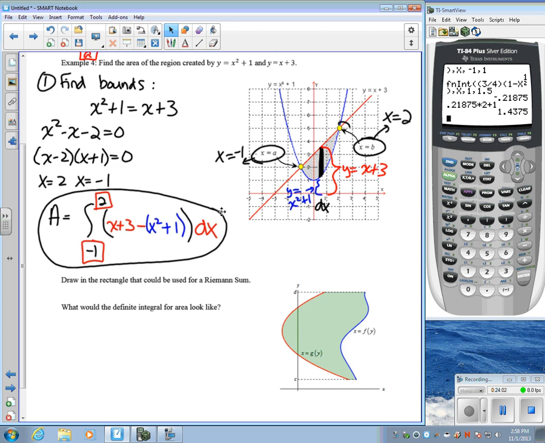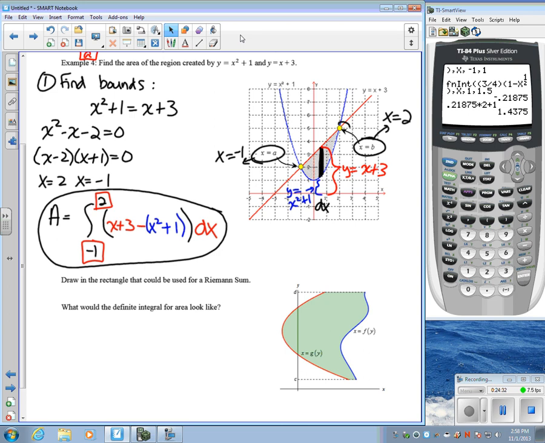Once I had my bounds, I needed to know how high the rectangle was. For this one, the top of the rectangle touched the red curve, y equals x plus 3. The bottom of the rectangle touched the blue curve, y equals x squared plus 1. I needed to subtract those to get the height. So the height of my rectangle was the red, x plus 3, minus the blue, x squared plus 1. And again, the width of my rectangle was dx.